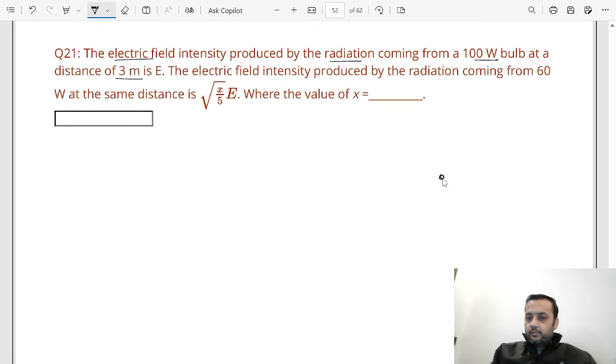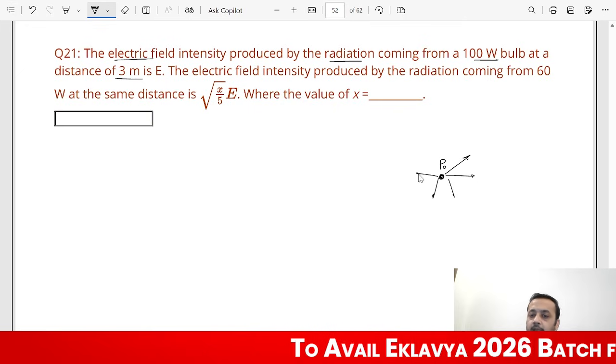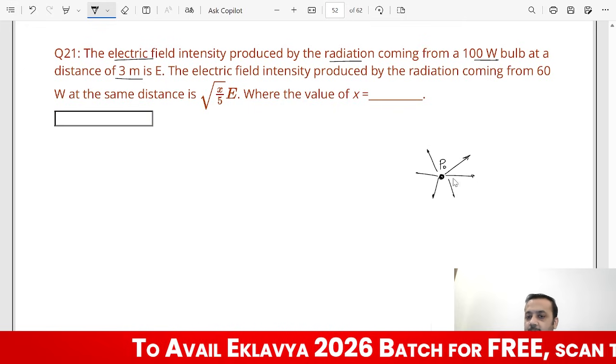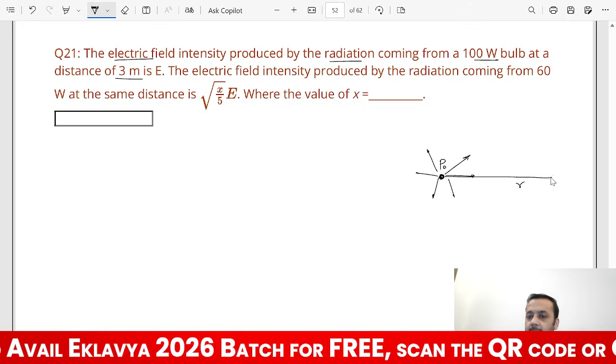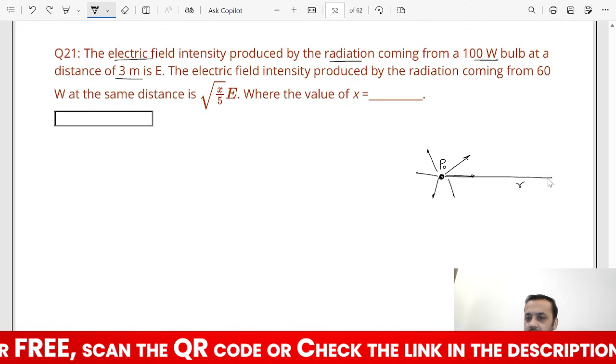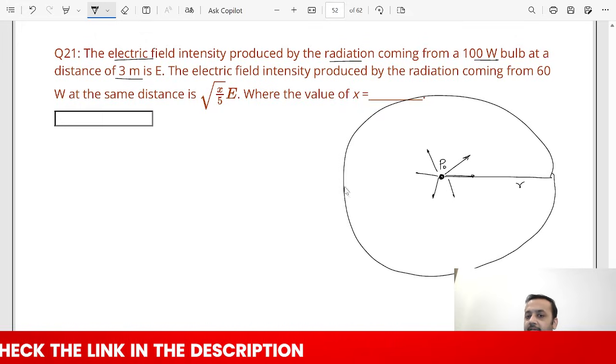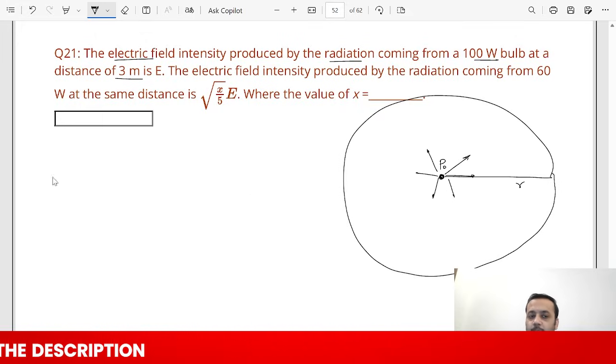Now again, suppose there is a small source of light. Let us say its power is P naught. This will radiate light in every possible direction. So at a distance r, the power will be distributed over a spherical surface of 4 pi r squared. Imagine a spherical surface of radius r. So this entire power will be distributed over the area 4 pi r squared.